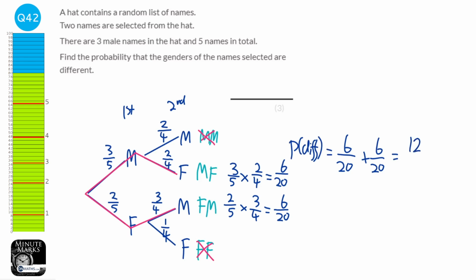Which will be 12/20. Now 12/20 will cancel to 3/5.